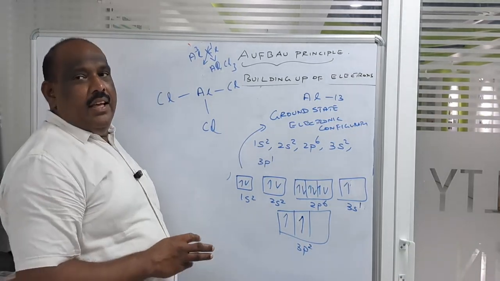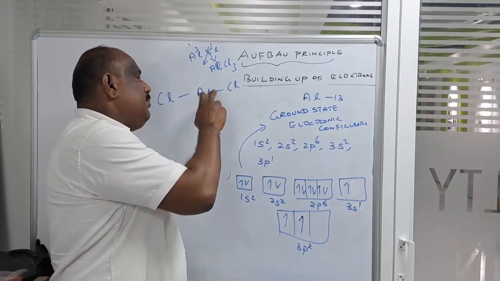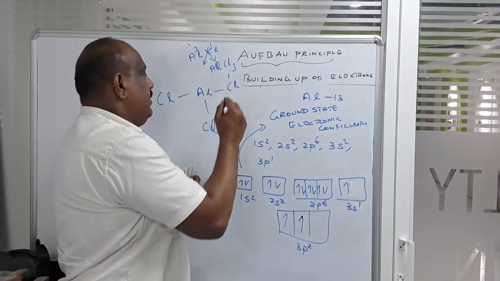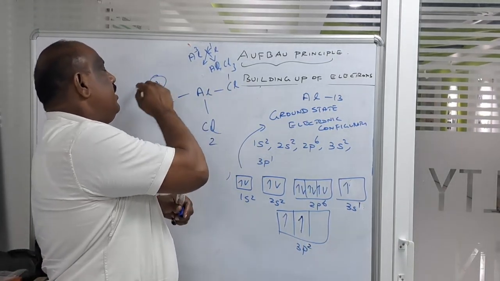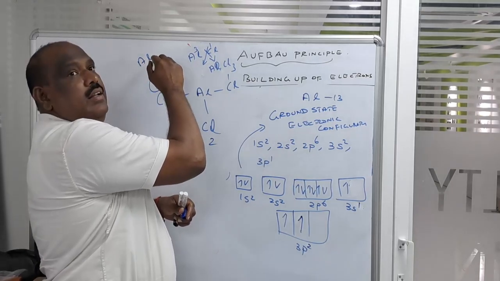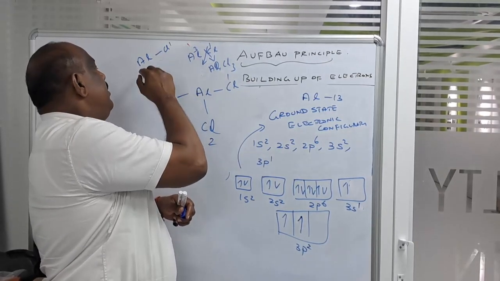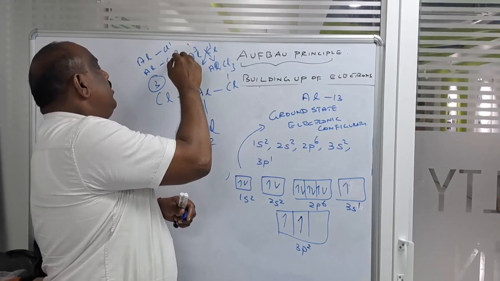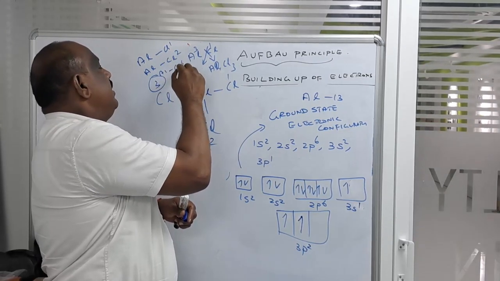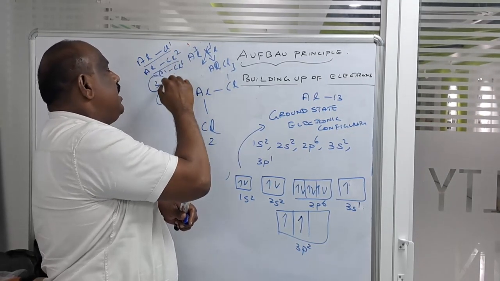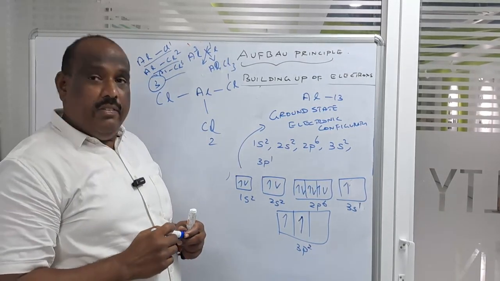Now my question is, whether the bond strength of this aluminum, let us say this chlorine 1, chlorine atom 2, chlorine atom 3, is the same. Aluminum is common. Aluminum with chlorine 1, aluminum with chlorine 2, aluminum with chlorine atom 3, whether all these bonds will have the same strength or different strength. Why?